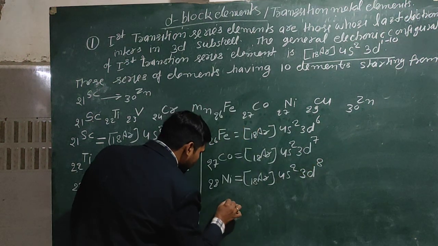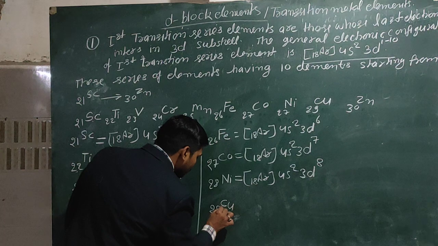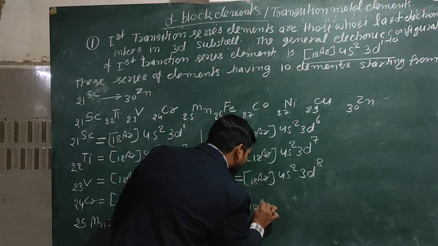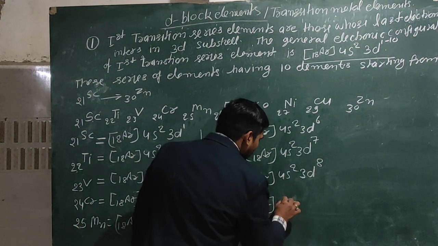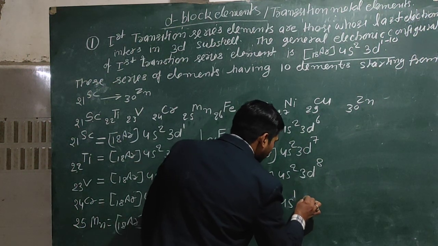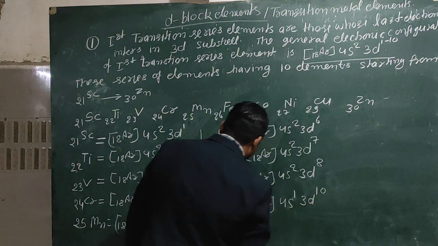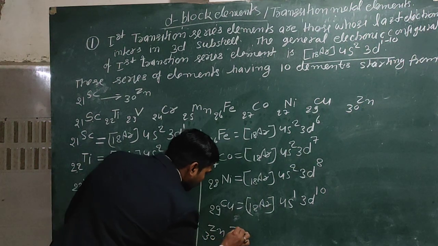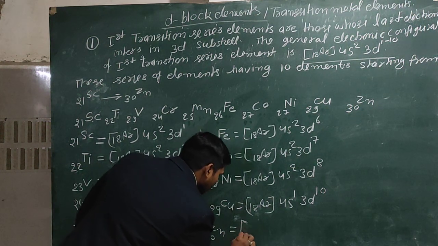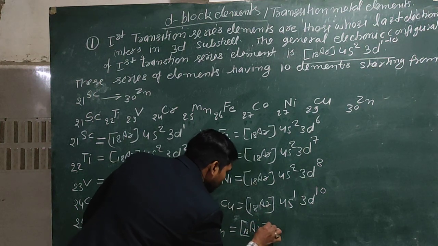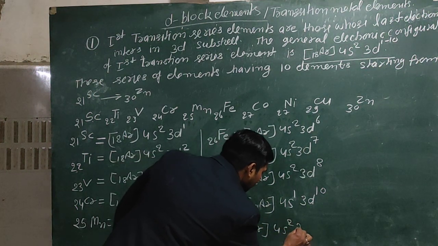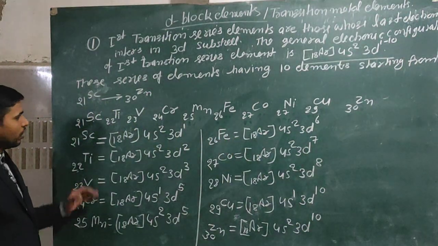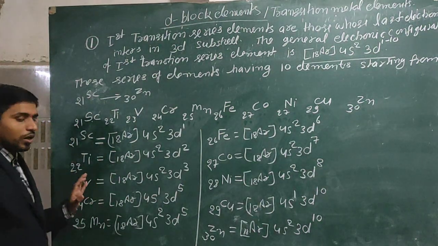3d8. But in case of copper, which contains 29 electrons, these electrons are arranged according to Hund's rule and it becomes 4s1 3d10. And zinc, whose atomic number 30, is argon 18, 4s2 3d10. In the first transition series, all these elements are present.